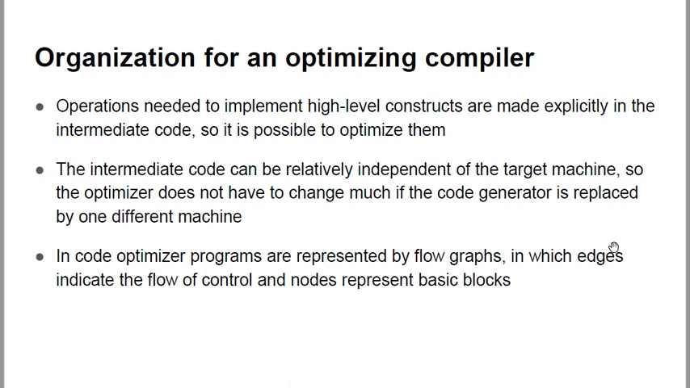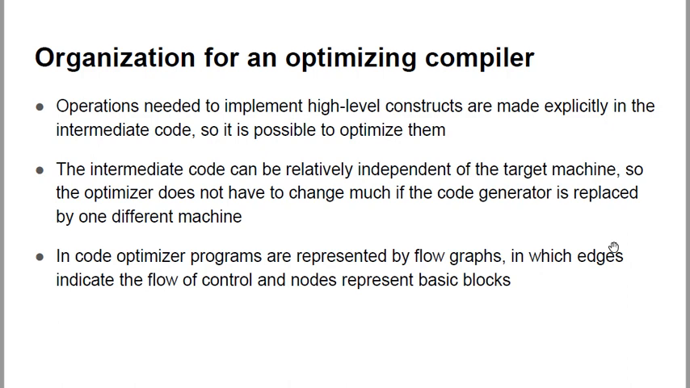So the intermediate code, which is generated by the intermediate code generation phase, is totally independent: be it any type of language, the intermediate code is the same. Only the code generator, the back-end part, is going to be changed for each kind of machine.